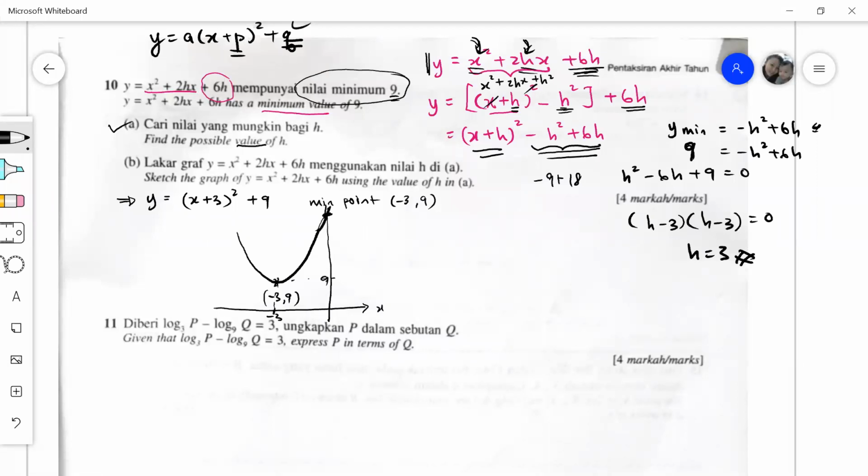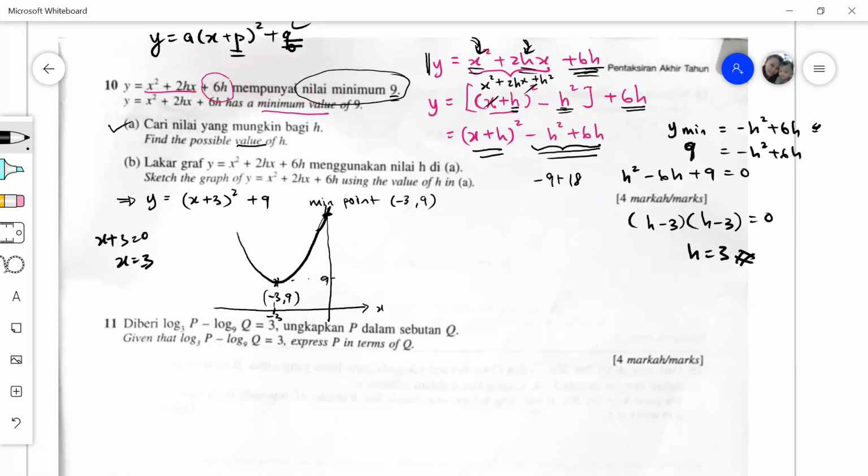Use this one. Okay, the minimum point, not (3, 9)? Why (-3, 9)? Where got (3, 9)? Because your h is 3. Then x plus 3, so you let x plus 3 equal 0. That's how you get -3.